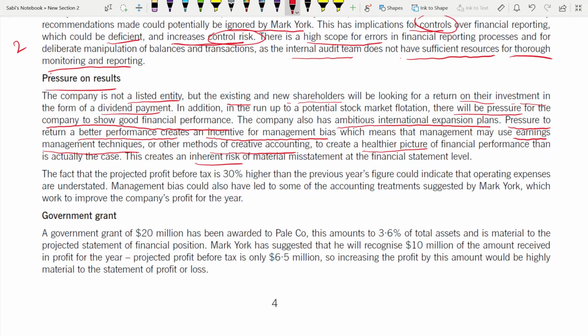Make sure that you write these words, it's very important. This creates an inherent risk of material misstatement at the financial statement level. Inherent risk means something which is, even after you have done all the controls and all the activities have taken place, still there will be some risk left. That is known as inherent risk. It is there. You cannot eliminate it completely.